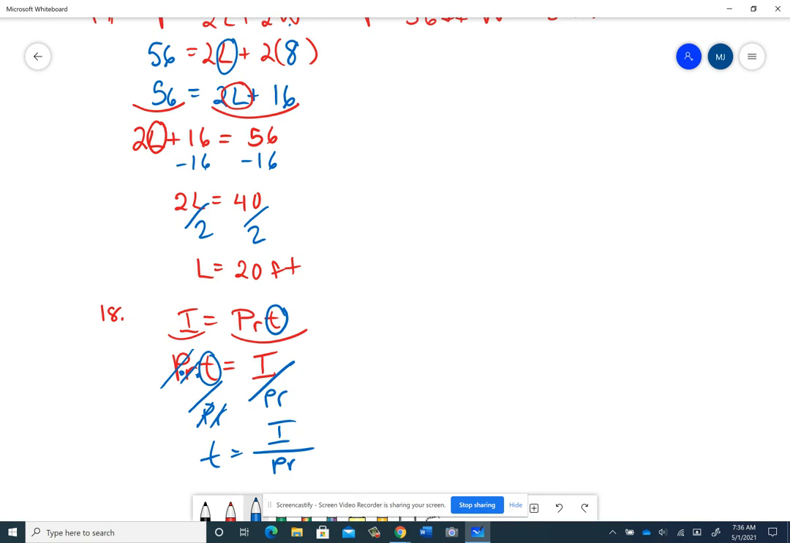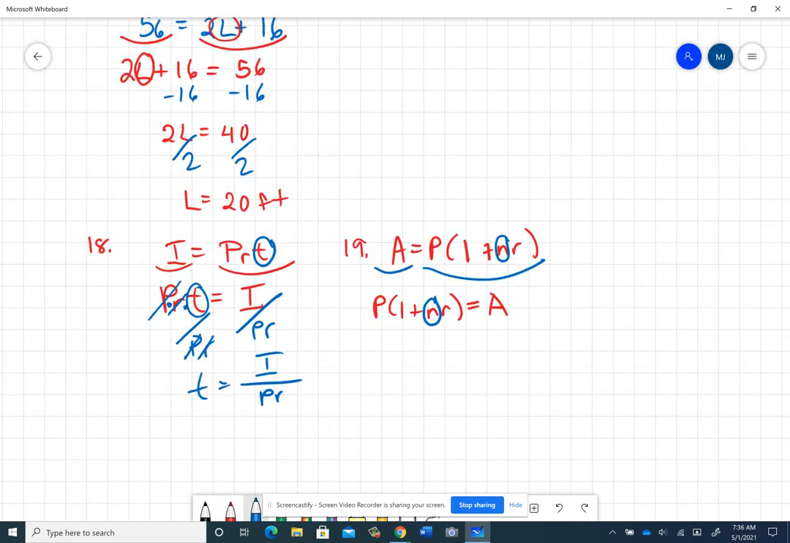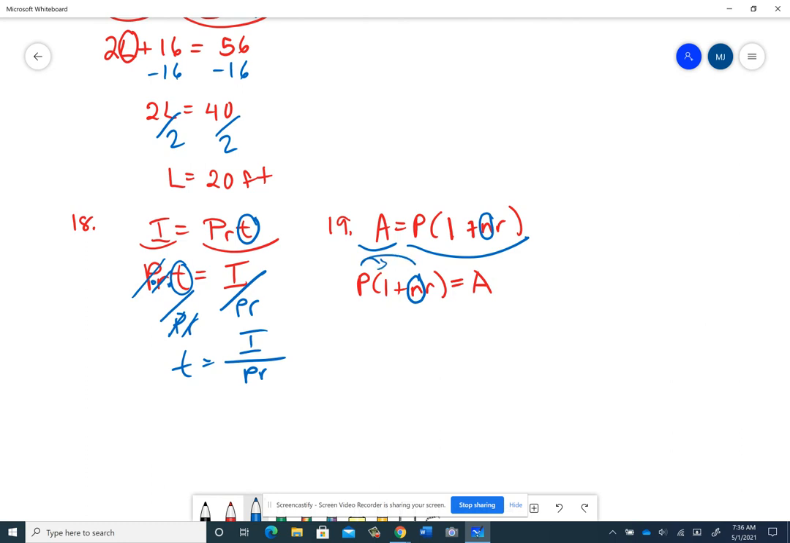Okay? And then 19 is just like that. It's just a different formula. So we have A equals P times the quantity 1 plus NR, and we're trying to solve for the N. Always circle the letter you're trying to solve for. Now, I'm going to interchange the two sides because the letter I want to solve for is on the right. And it's easier, I think, when you look at it to know what to do next. That's what I'm trying to solve for. Now, anytime we have parentheses, we typically distribute, so let's go ahead and do that. So this would be P plus P and R equals A.